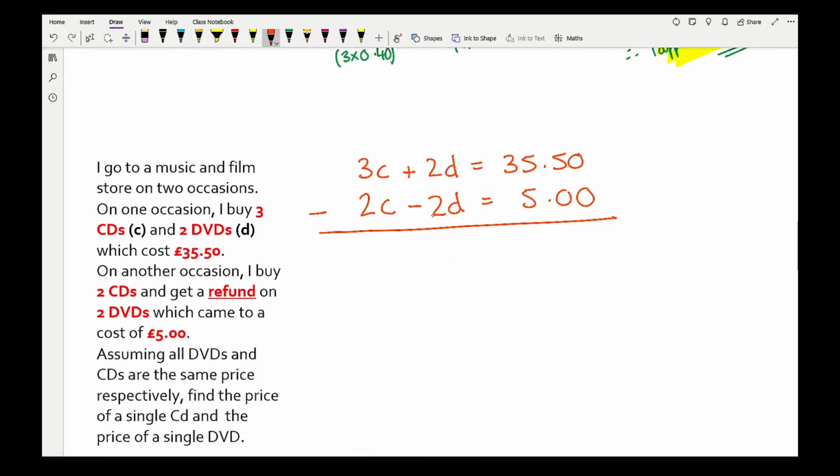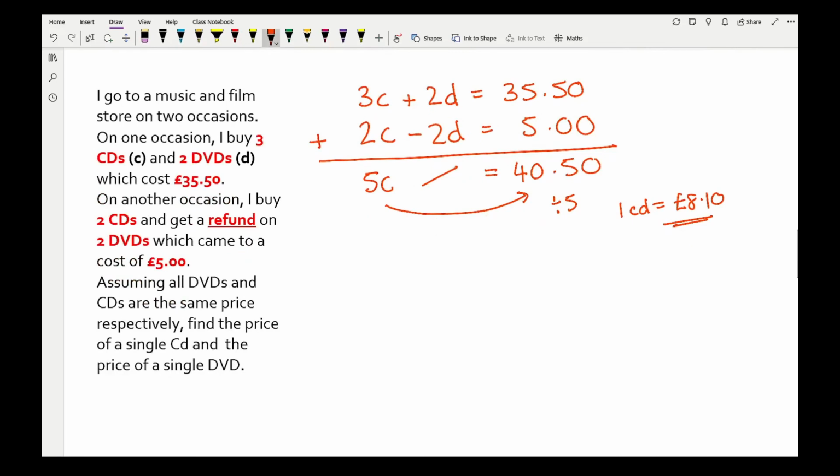However, if I then decided to add the two equations, here I've got 3c plus 2c, which is 5c. I've got plus 2 plus minus 2, which now disappears, but then I've got £35.50 plus £5 gives me £40.50. And now I know that 5 CDs would cost the equivalent of £40.50. So if I divide by 5, I get that 1 CD equals £8.10.